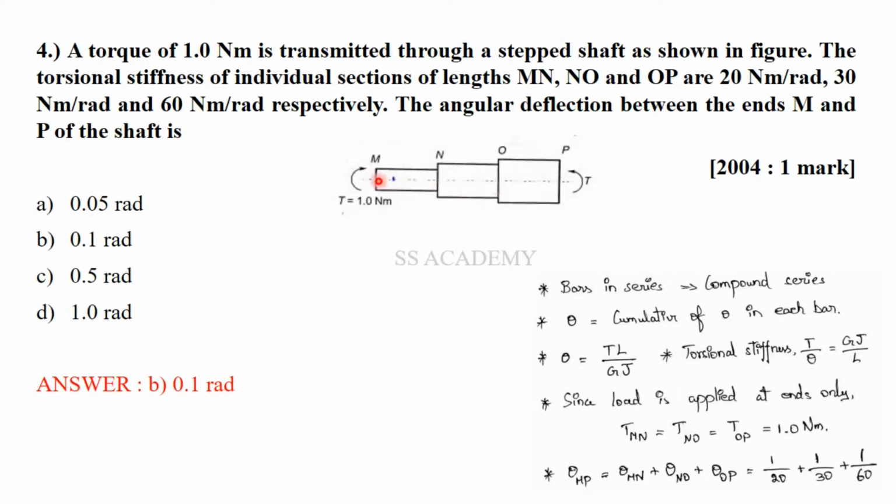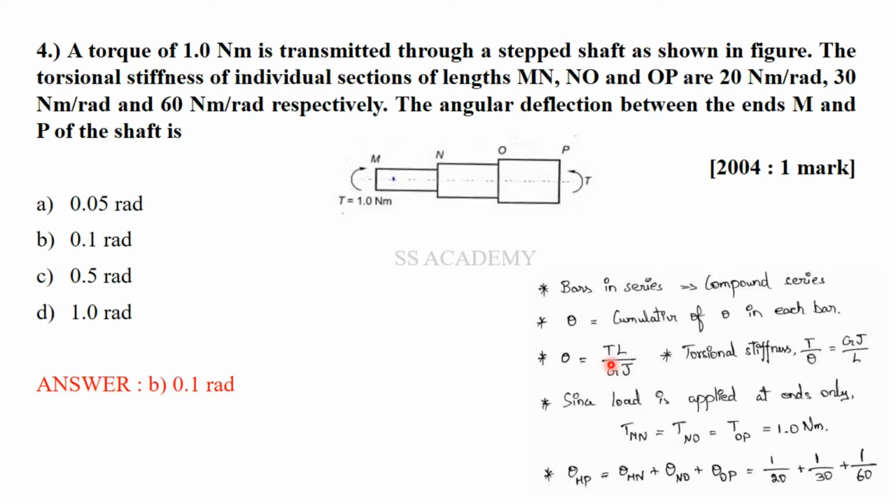Here you can see that the bars are in series. Consider MN, NO and OP as different bars connected in series. So it can be referred to as a compound bar or a series bar. In such a case of compound bar or a series bar, theta is actually cumulative of theta in each bar. That is theta MN plus theta NO plus theta OP. That is angular deflection of the whole shaft is equal to angular deflection occurring at each bar. Okay, theta is TL by GJ.